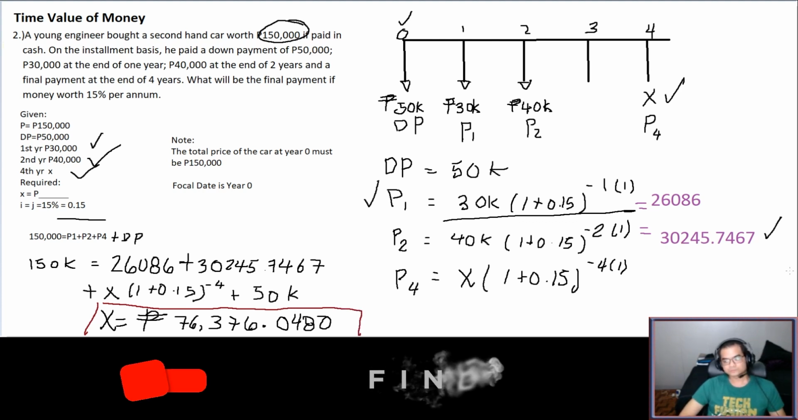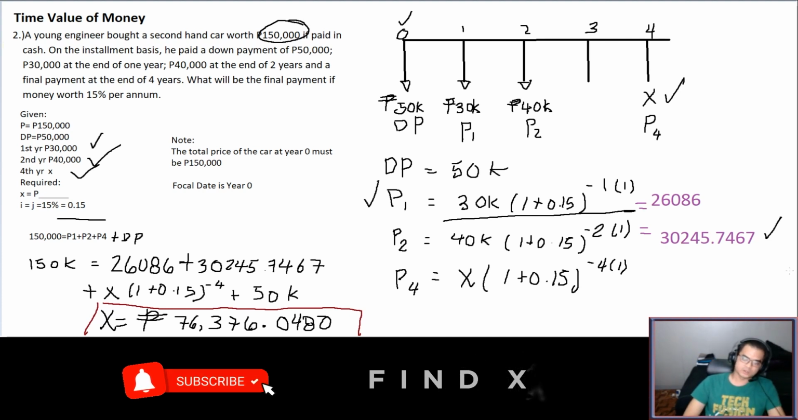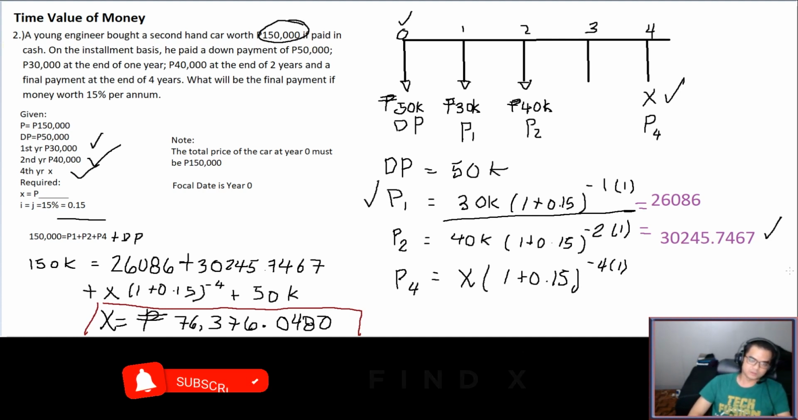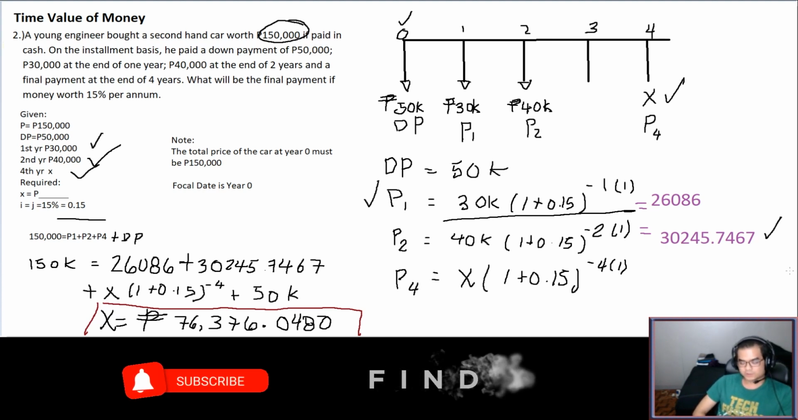There you go. So again, in this problem, you can still have different focal dates. It does not necessarily have to be that your focal date is zero. You can also make your focal date one, two, three, or four, or anything.